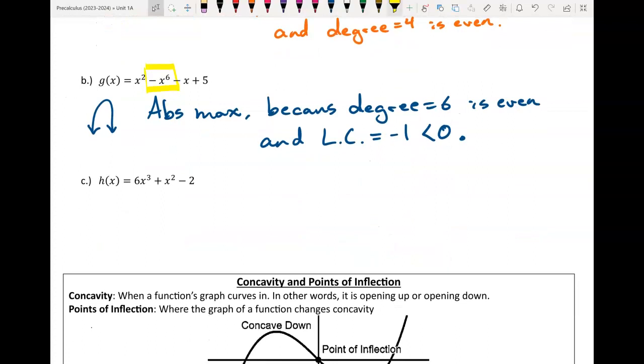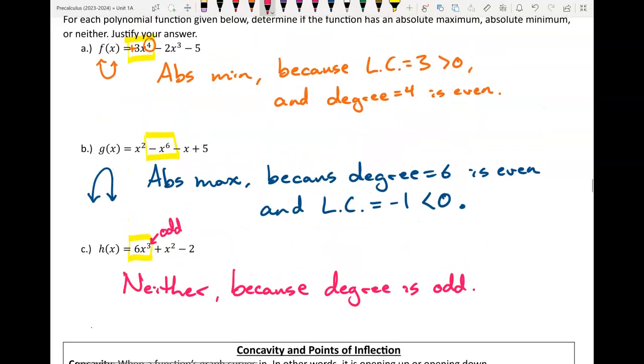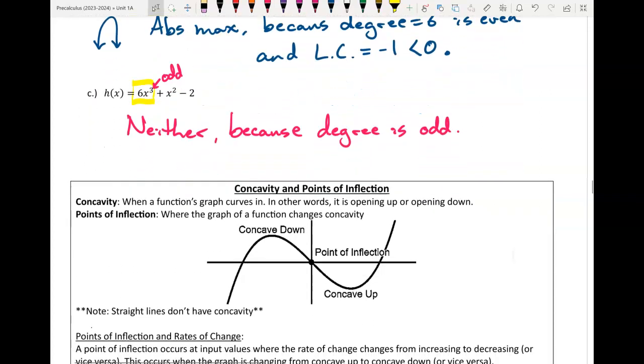All right, looking at our last one, we have our leading term right here. Do we have an absolute max, absolute min, or neither? And in this case, it would be neither. Why? Well, since our degree is odd, that ends it right there. I don't even have to look at the leading coefficient this time for this type of problem, because once it's odd, I know I do not have a max or min. All right, and that pretty much ends it.